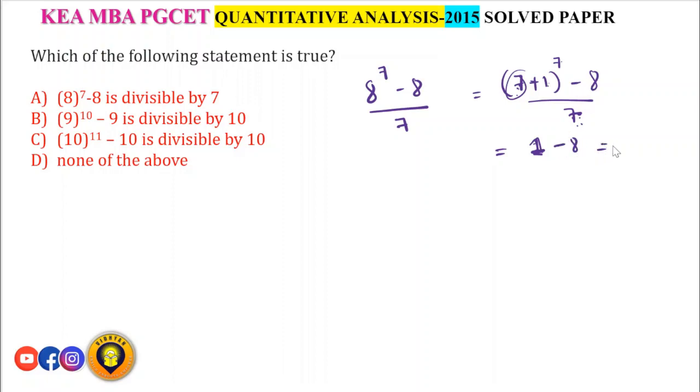And minus 8. 1 minus 8 is minus 7. So minus 7, if you divide it by 7, yes, it is divisible by 7. Or you can think of it like this.